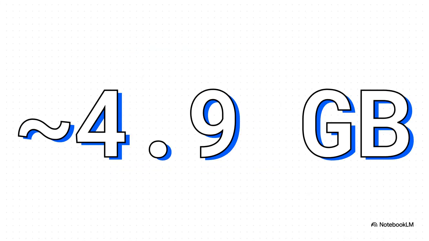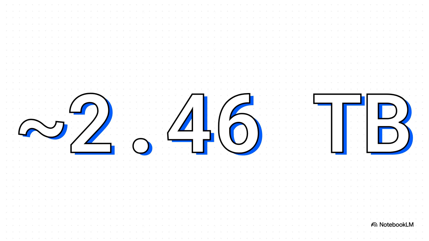Okay, let's talk numbers. Let's talk cost. If you use naive chunking for, say, 100,000 documents, you're looking at about 5 gigabytes of storage. Totally manageable, right? That's our baseline. Pretty cheap. Now, hold on to your hats.